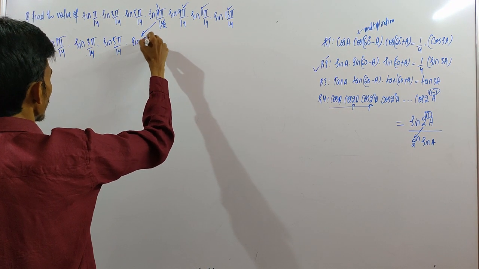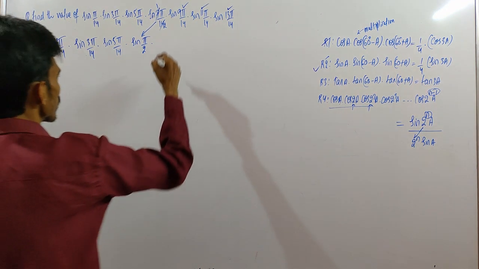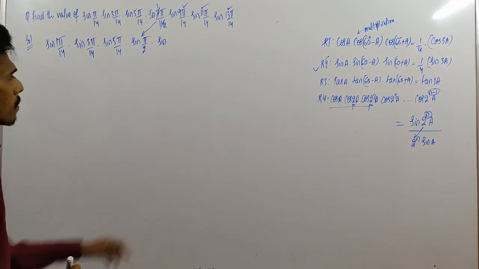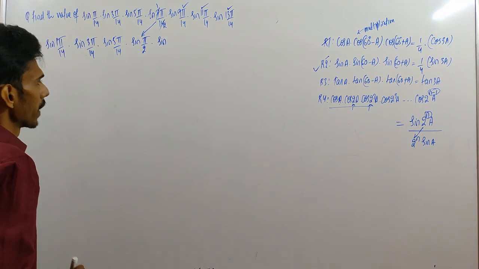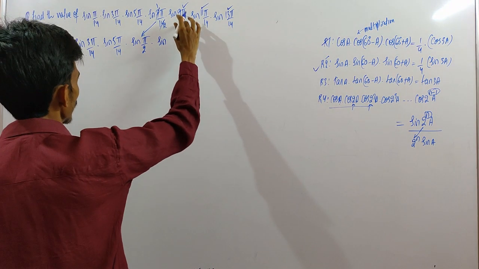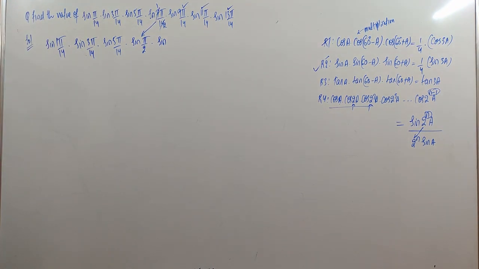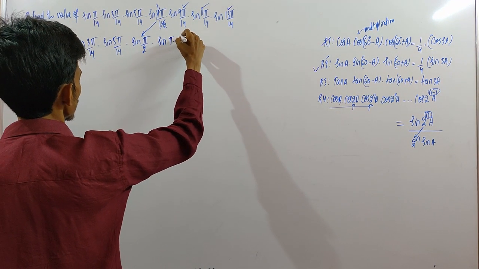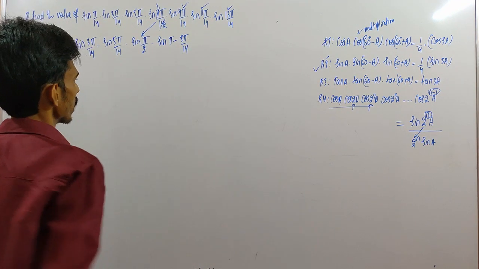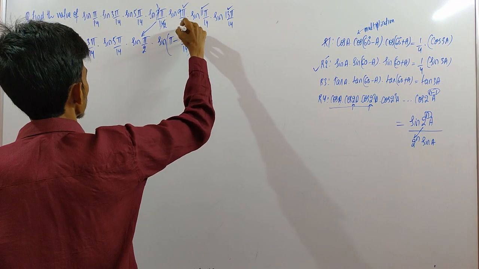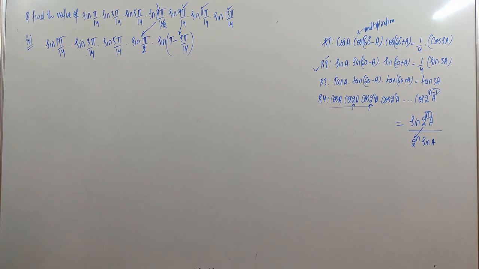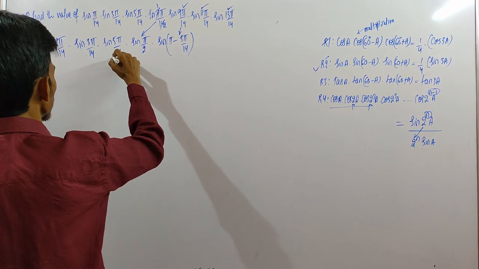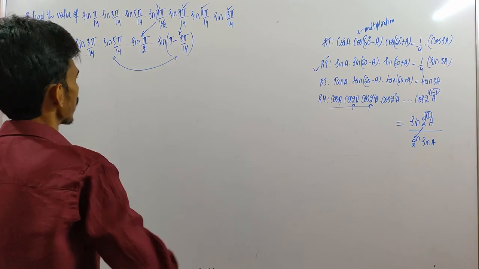So it will become pi by 2 into sine. This 9 pi by 14 can be written as 14 minus 9, we have 5. So this can be written as pi minus 5 pi by 14. Change this 9 pi by 14 to pi minus 5 pi by 14. 14 into pi is 14, 14 minus 5 is 9. So these two are similar.